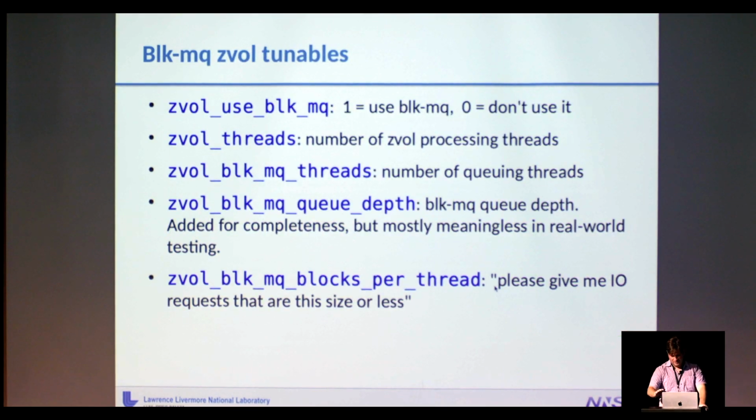So these are some of the tunables for block multiqueue. These are kernel parameters. So block multiqueue is not enabled by default. It's disabled. So you have to go in and set ZVOL use block multiqueue to 1 to use it. And this setting takes effect at ZVOL load time. So for example, if you want to test it out, you would set this to 1 and then import your pool, because that would load your ZVOLs.